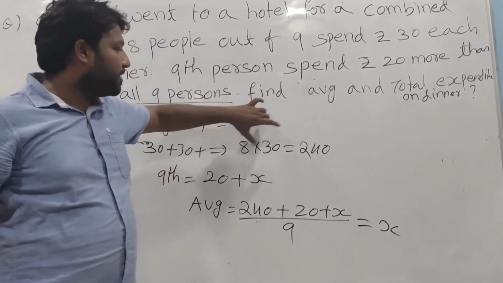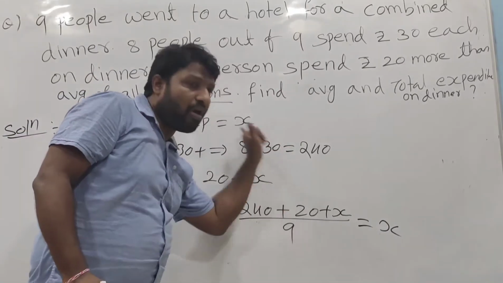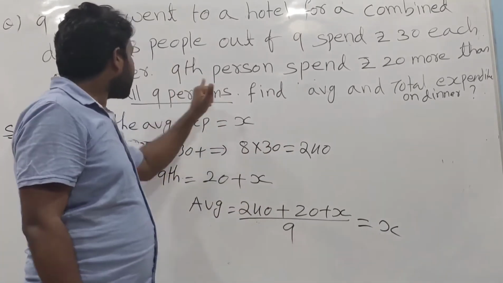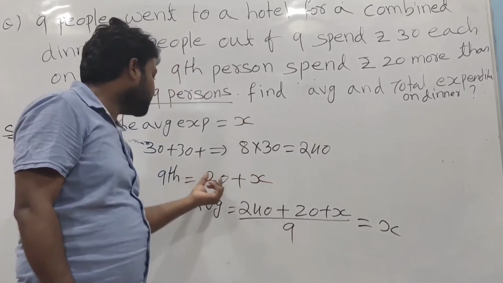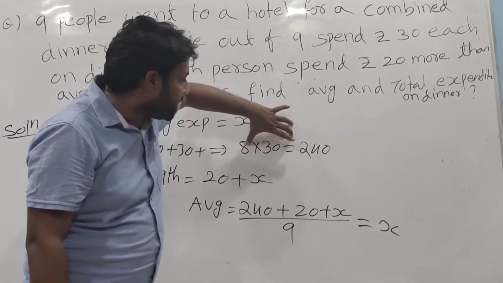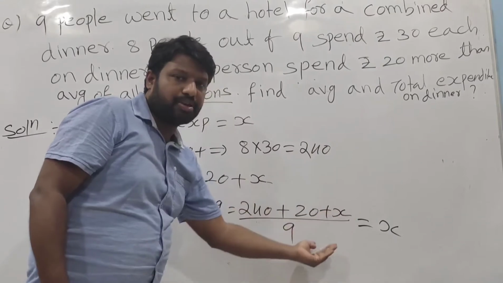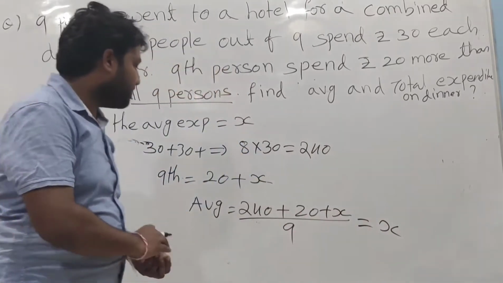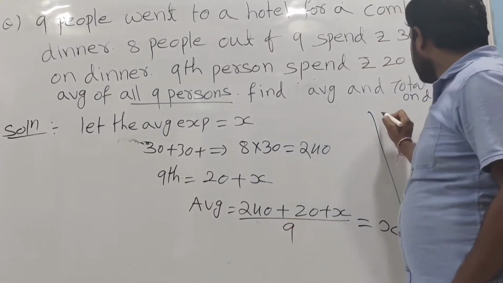See this, 8 people have spent 240 rupees, the 9th person spent 20 more than the average of all 9 people. So the average of all 9 persons I have taken as X. So 20 more than the average of 9 persons is spent. So the 8 people sum plus the 9th person's amount is the total sum, and total sum by total observations is nothing but the average. From here if I solve this, what will I get? I will get the X value.